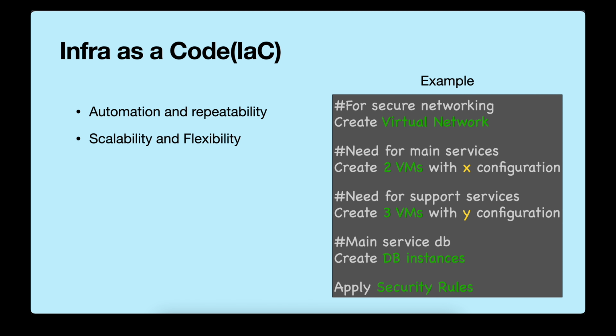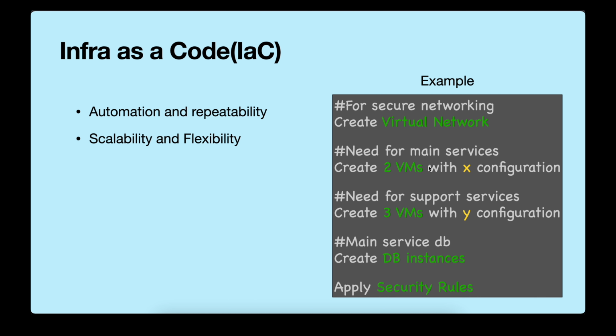Next is scalability and flexibility. IaC enables dynamic scalability by treating infra as code. Users can define templates and scripts that automatically scale resources up or down based on workload demands. So if we consider the previous example, suppose the dev cluster needs 2 VMs of X configuration. For the performance cluster, you need 5 VMs of X configuration. You can easily achieve that by changing the code at a single place.